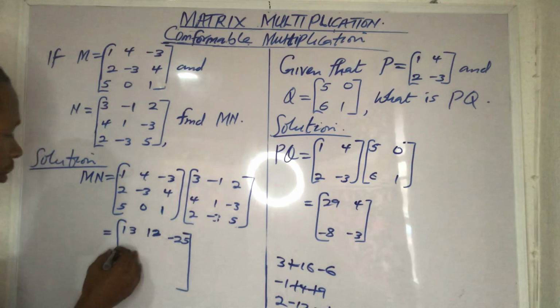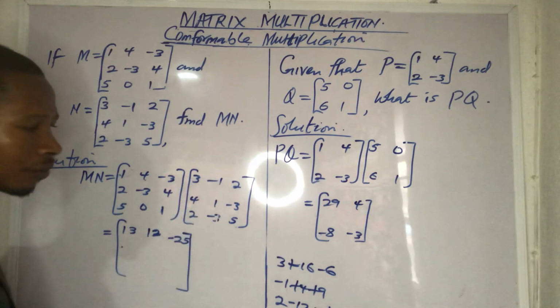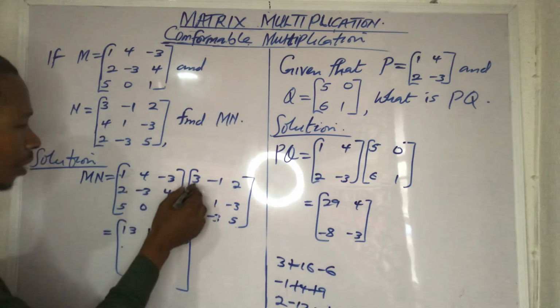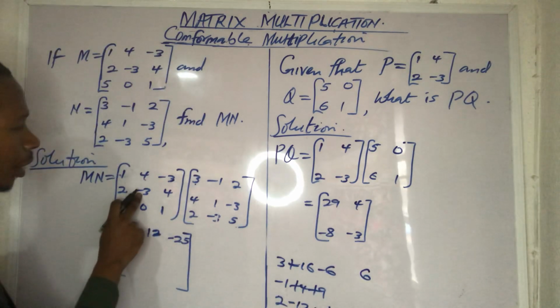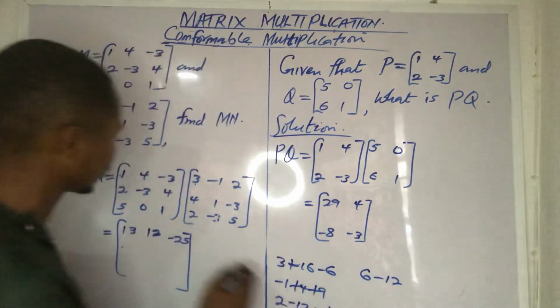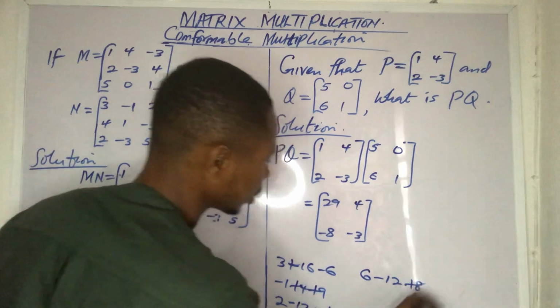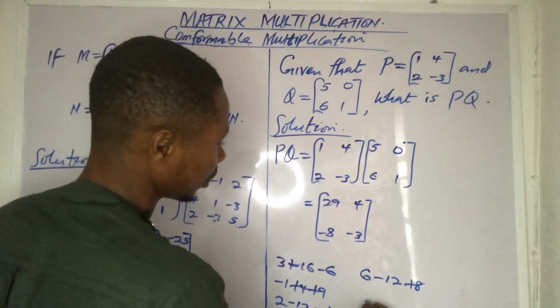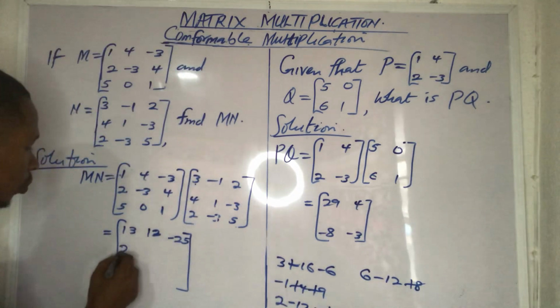Now let's go to the second row. To get what is going to be here, I'll use this to multiply everything here. So that will be 2 times 3, 2 times 3 is 6. Minus 3 times 4, that's minus 12. 4 times 2, that's plus 8. So 6 minus 12, that's minus 6. Minus 6 plus 8, that's 2. So this place will be 2.